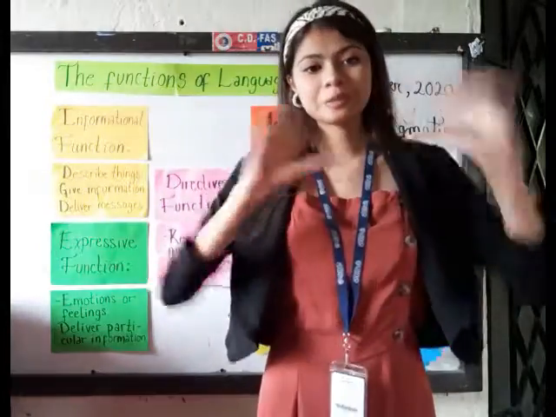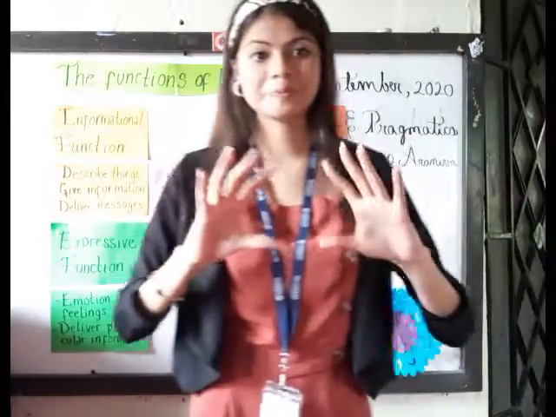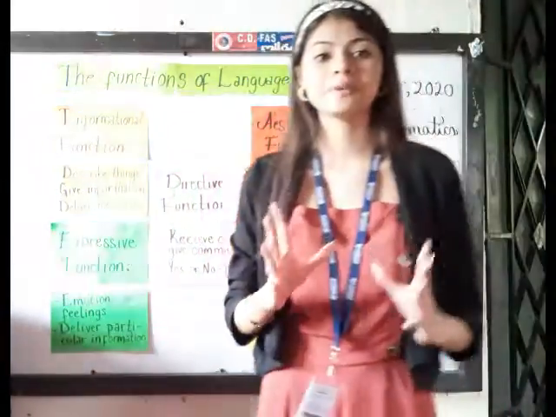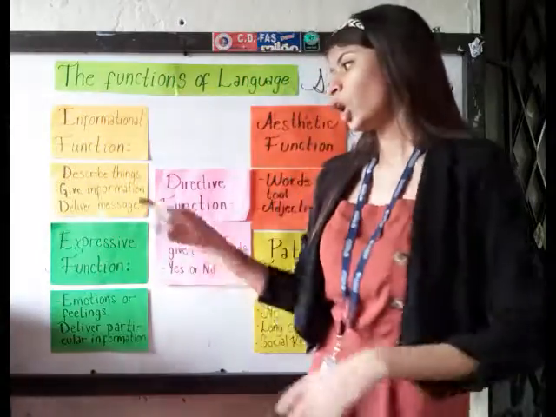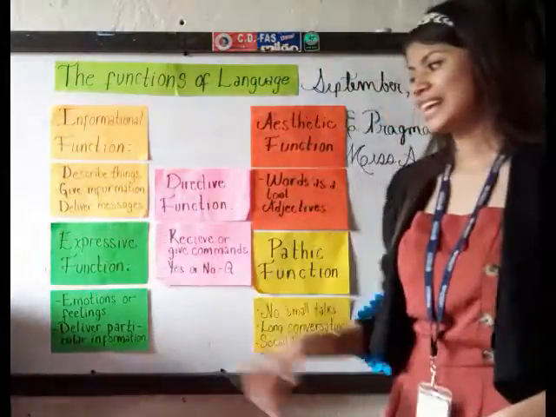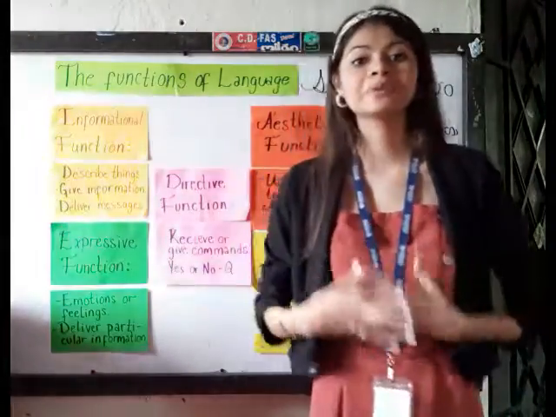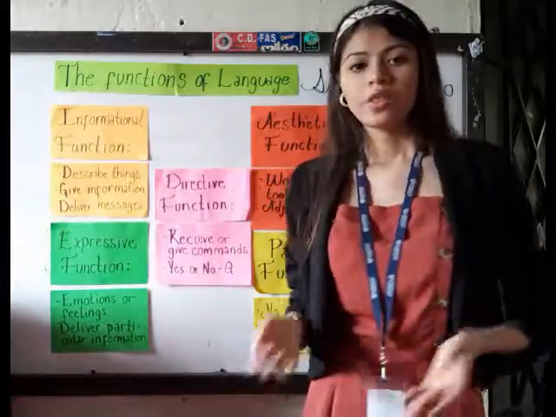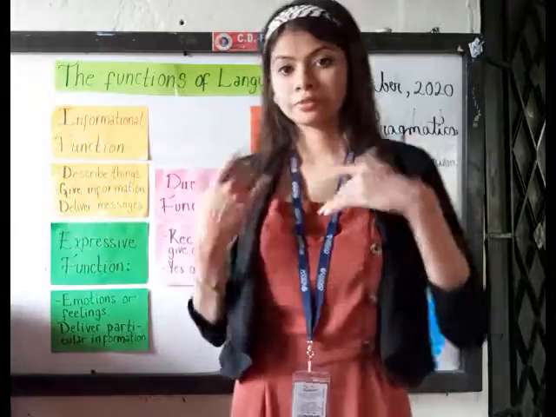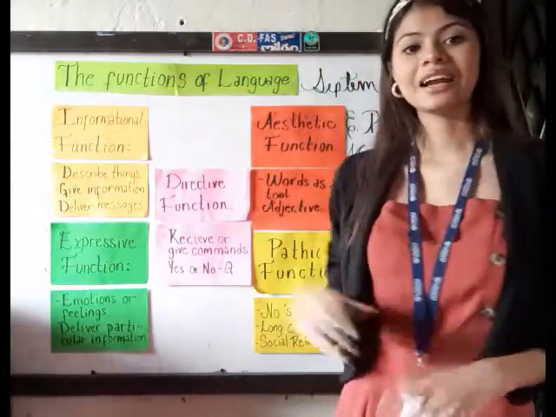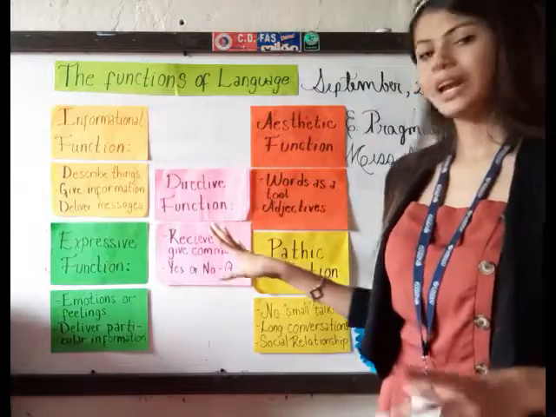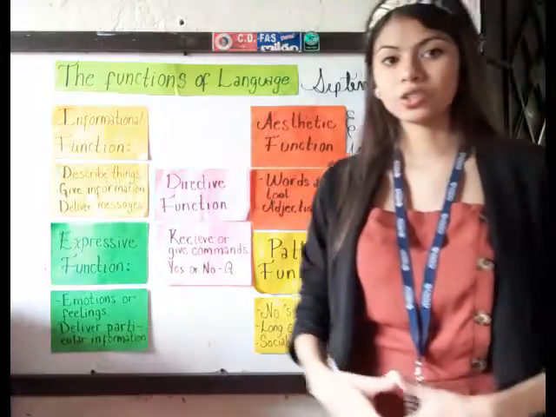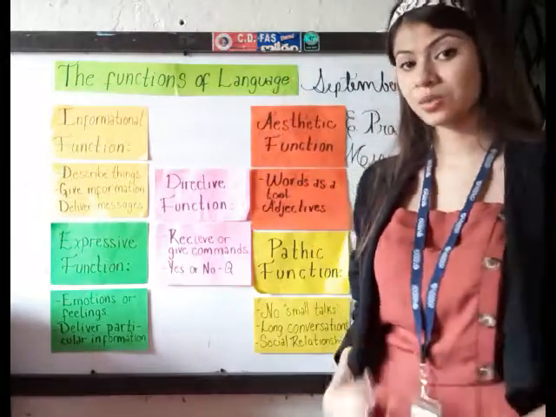So let's summarize everything in order to understand and make it clear. The first one is the informational function, which helps us in order to describe things, deliver messages, or give information. The second one is the expressive function, which helps us in order to describe or express our feelings and emotions through facial cues or by gestures. And the third one is the directive function that helps us in order to receive or give commands, also ask yes or no questions, and could be true or false questions as well.